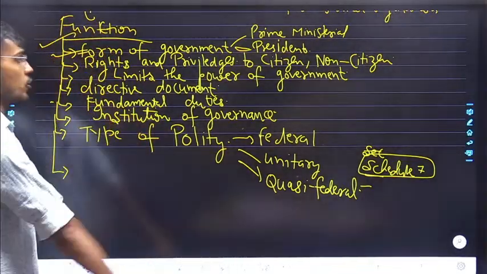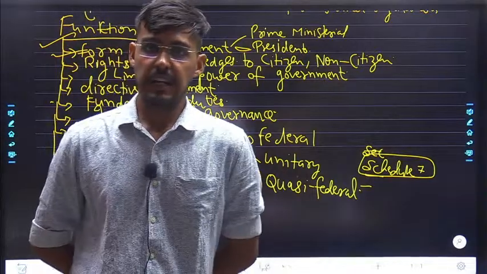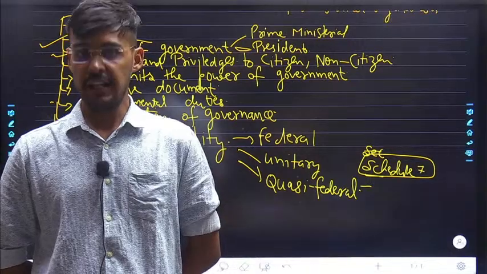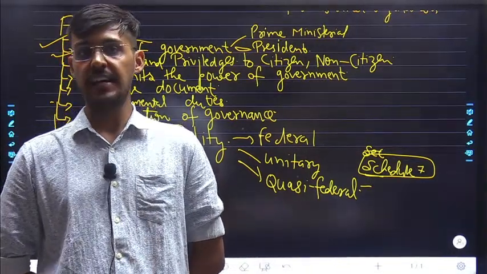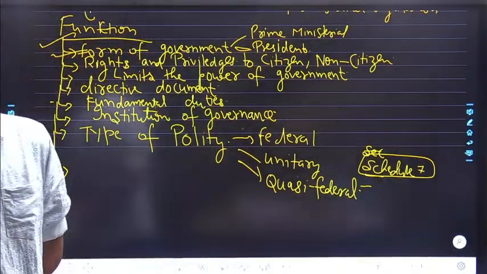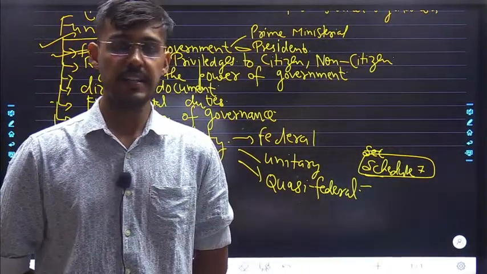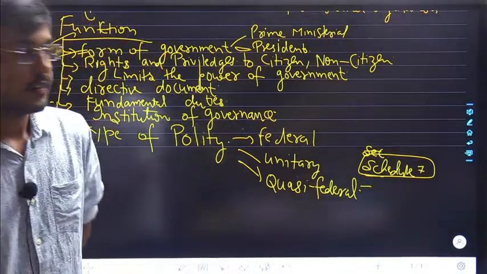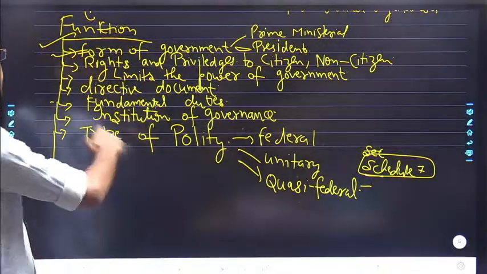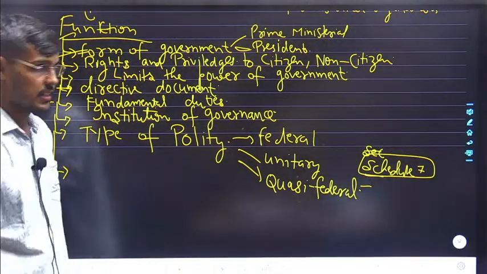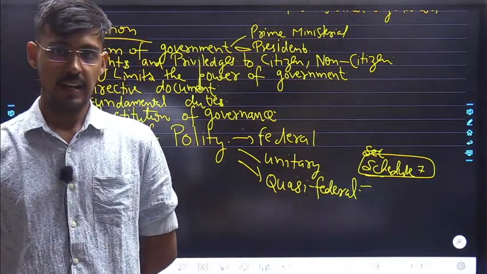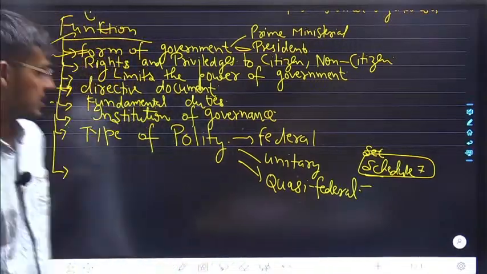The third is the constitution limits the power of government. The government cannot do everything and anything abruptly. The government or the Prime Minister of India cannot become a dictator on its own, cannot become a monarch. What is the thing that is preventing him from doing so? That is the Constitution of India. The Constitution limits the power of the government. The next is, it is a directive document. The Constitution directs some instructions to the state in the form of directive principles of state policy.